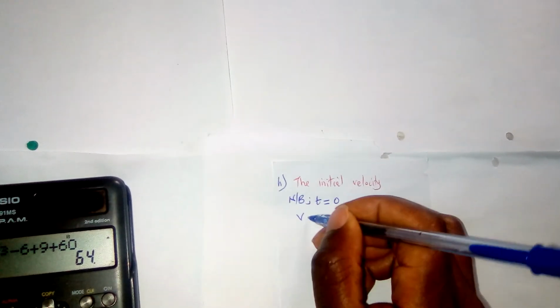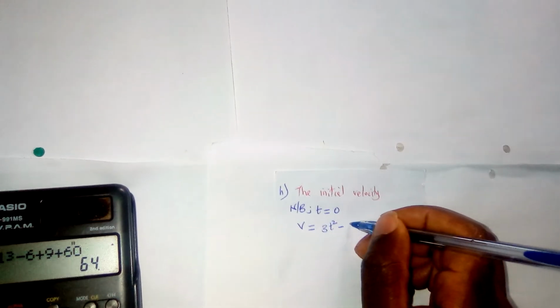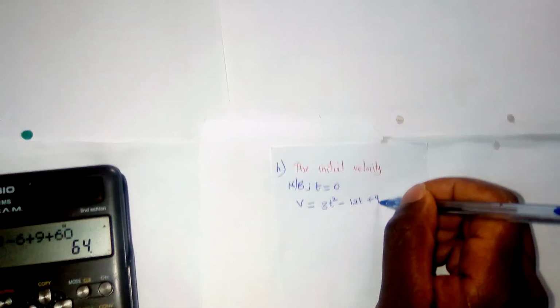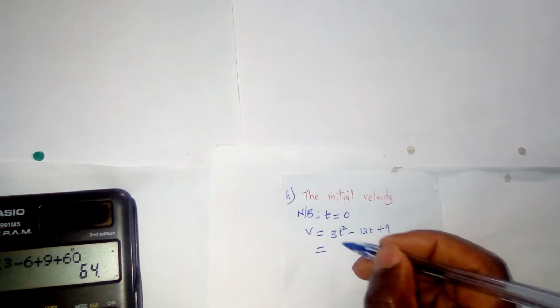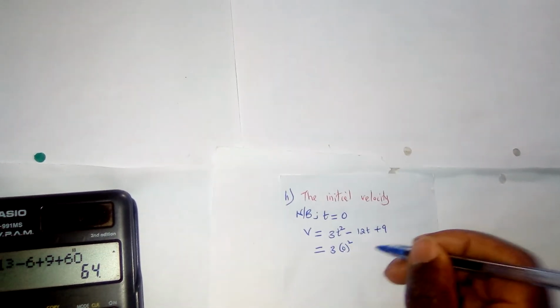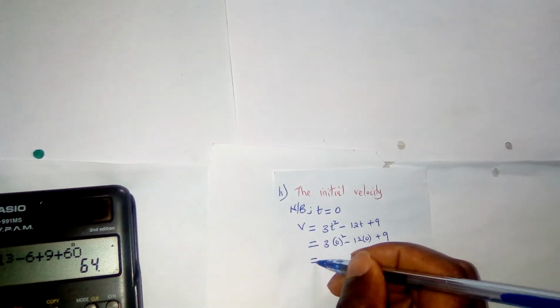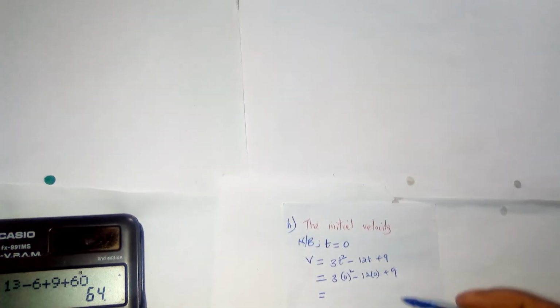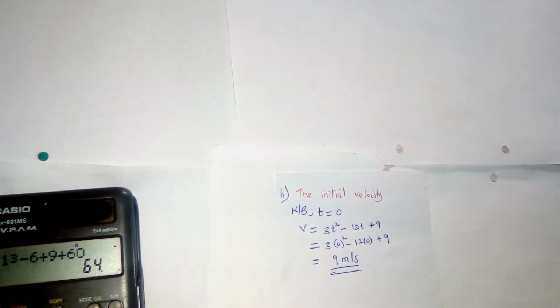Remember, the equation of velocity was 3t squared minus 12t plus 9, because we've done it severally. Now when t is 0, substitute with 0 there, I'll remain with 3 into 0 squared minus 12 into 0 plus 9. Now any number when you multiply by 0 is just 0. So here I'll just end up remaining with 9 meters per second. Just simple as such. Now that is h. It is very simple, there is no elaboration there.